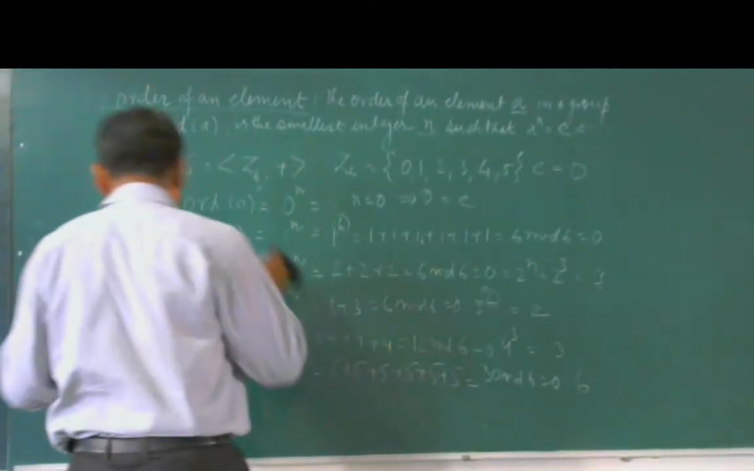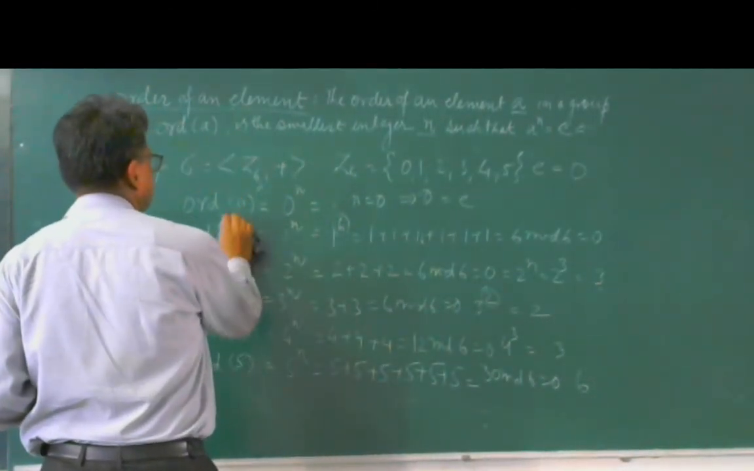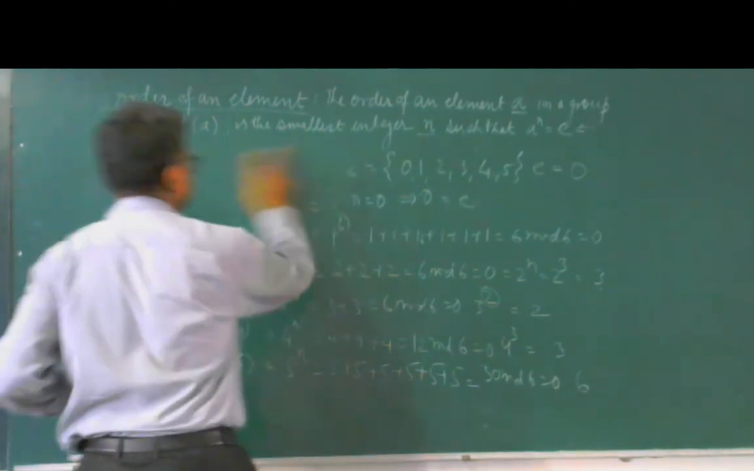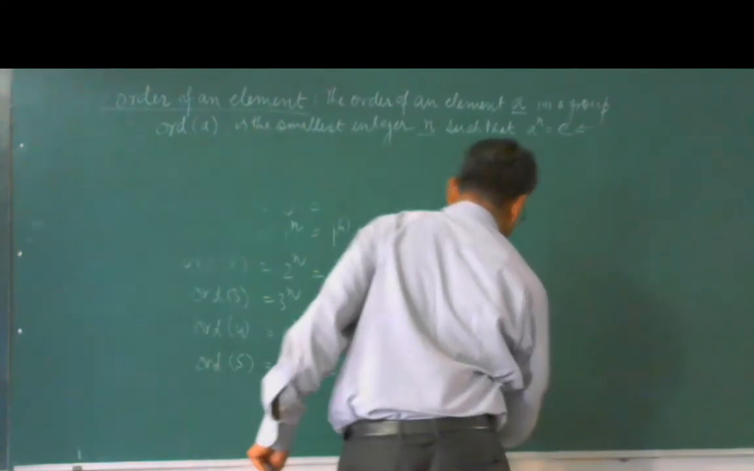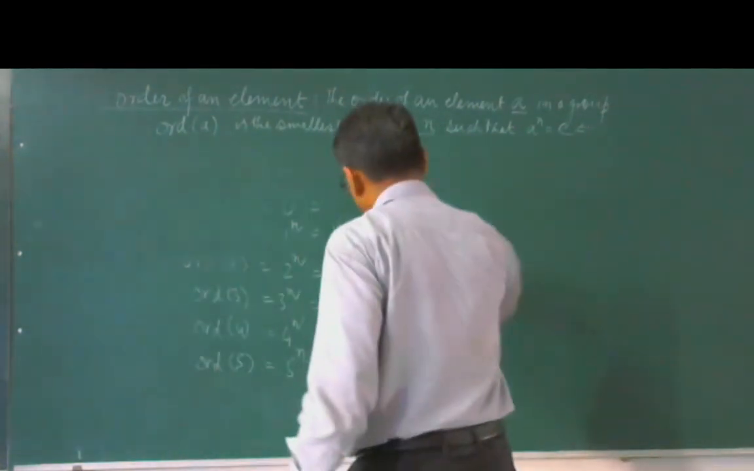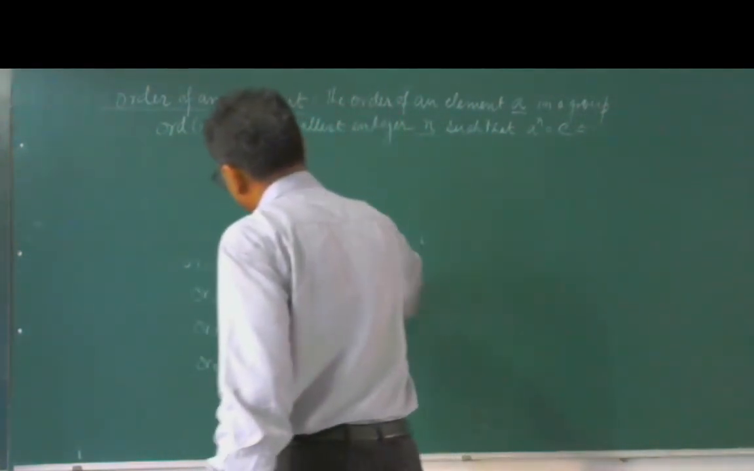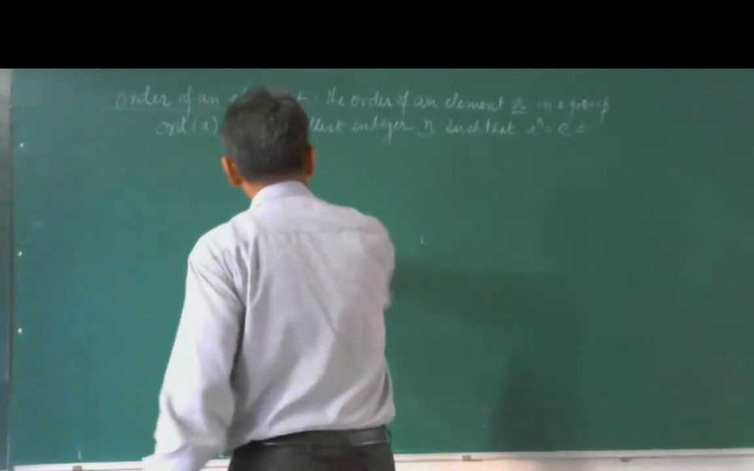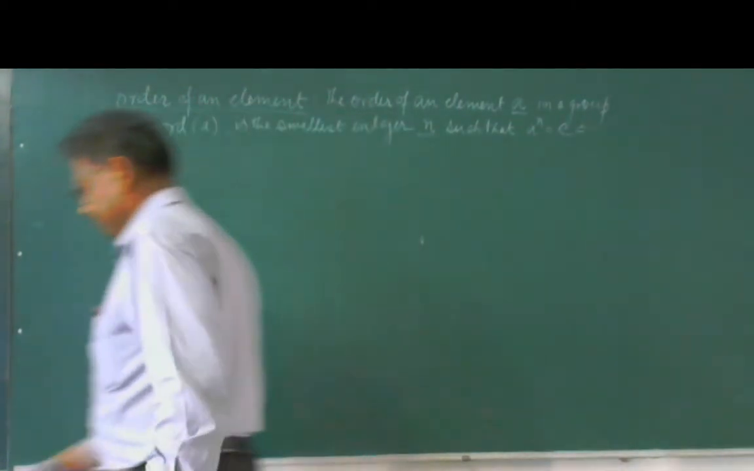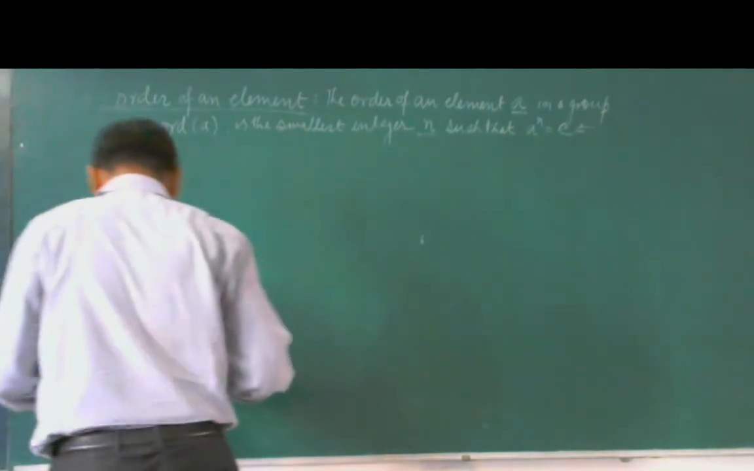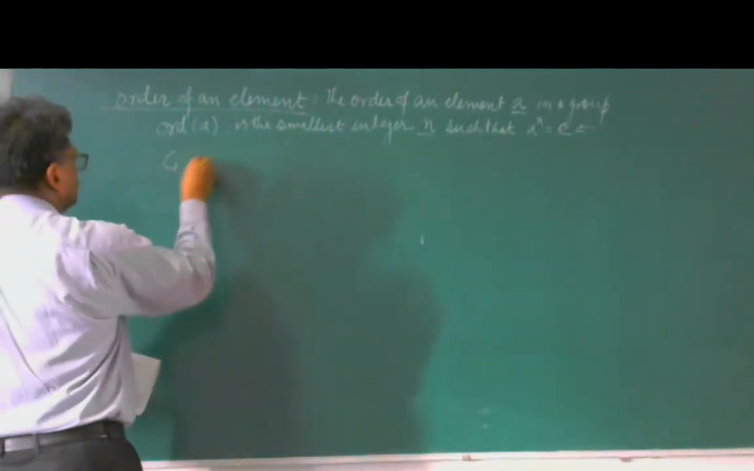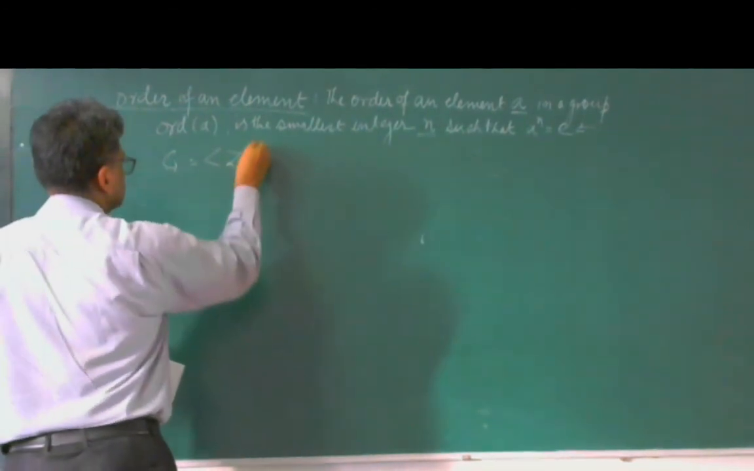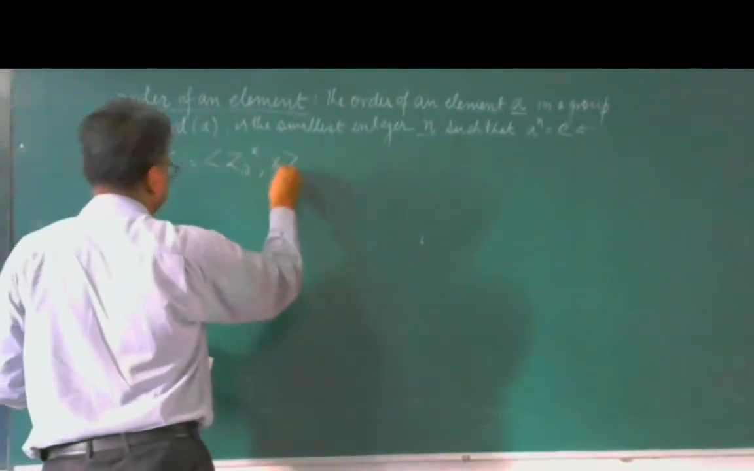Let us take another example. This is the example in which we have the addition operator. Let us take another example in which we will be taking the multiplicative operator. And then we will try to find out what is the order of the elements in that group. So next example is G is equal to Z10 star, multiplication.